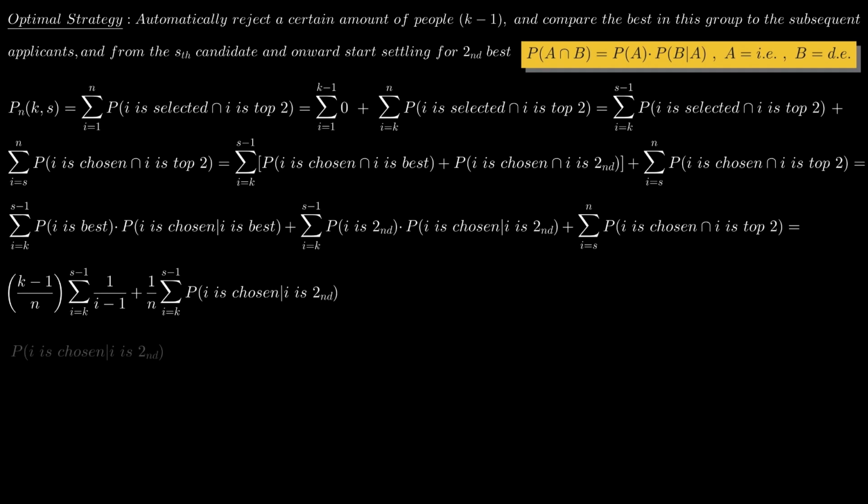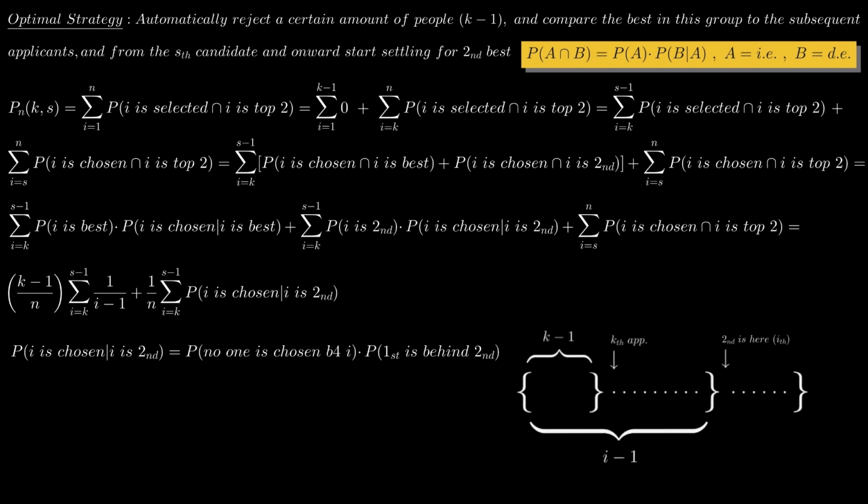What about the probability that I is selected given that I is second? What's this probability? It's the probability that all those other I minus 1 candidates before the second one is interviewed, all these candidates don't get selected, times the probability that the best candidate is behind the second best in chronological order. In other words, the best is in this section here. So why is that? Because if the best candidate is interviewed before the second best, then he or she will be the one who will be selected. And if the best is in k minus 1, then obviously the second best won't be selected.